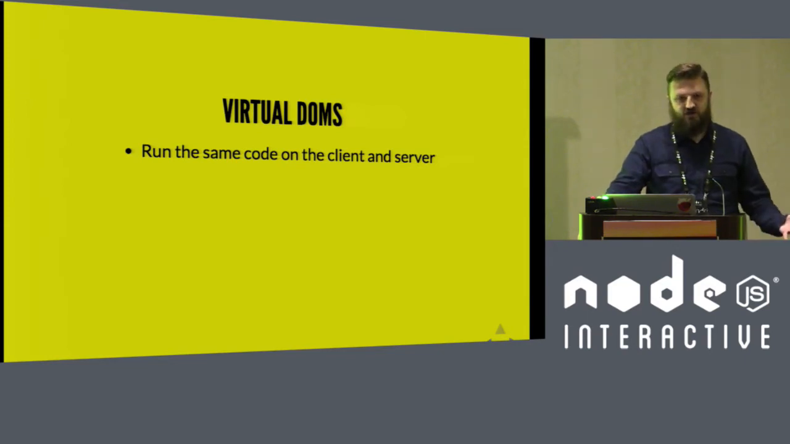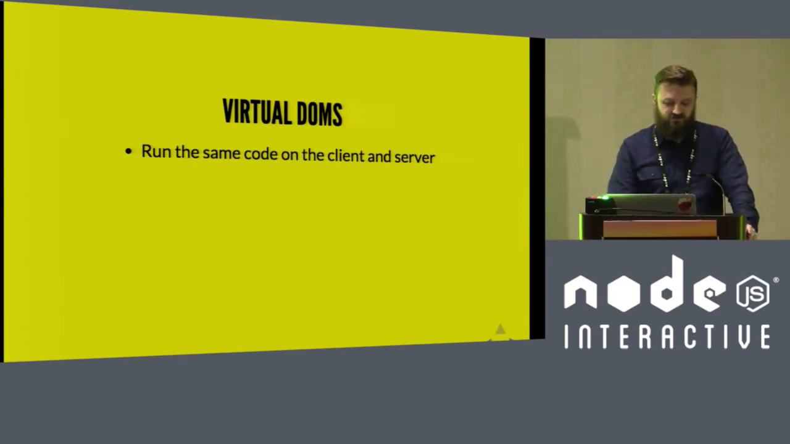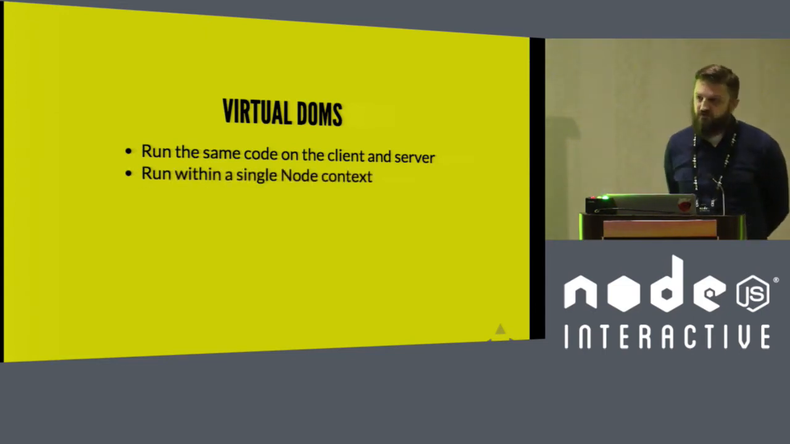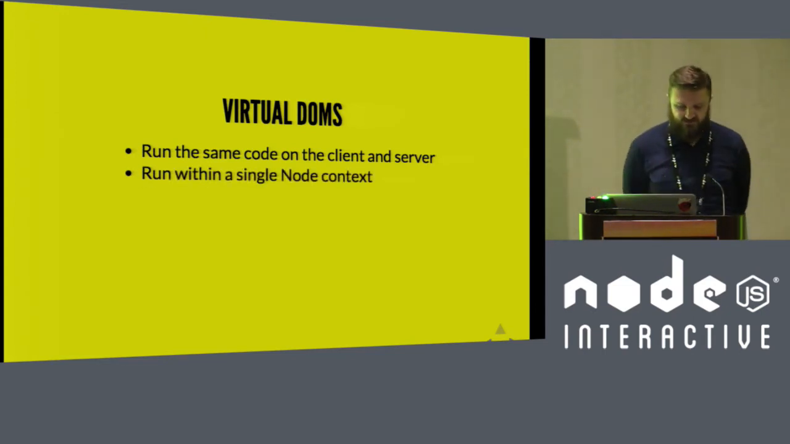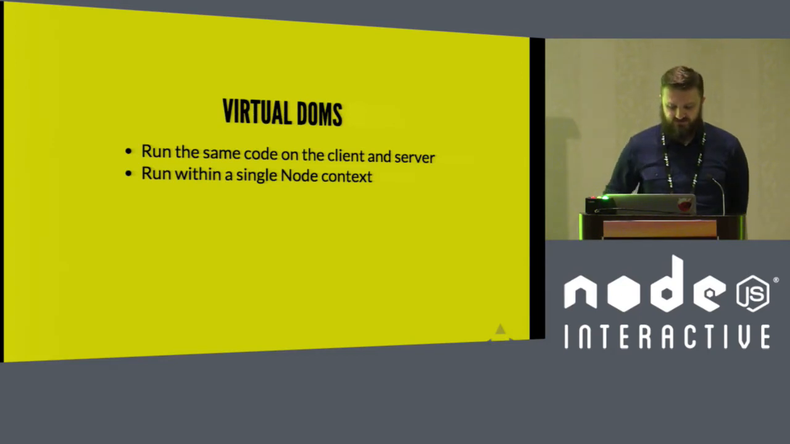Virtual DOMs enabled this because they didn't have any dependencies the way that a typical jQuery app has a dependency on the document object. Virtual DOM libraries do not have that dependency, so it made it so that you could easily run the code in both contexts. They would run within a single node context. What I mean by that is that you'd only have one node process. You wouldn't have to spawn multiple processes to handle each request.